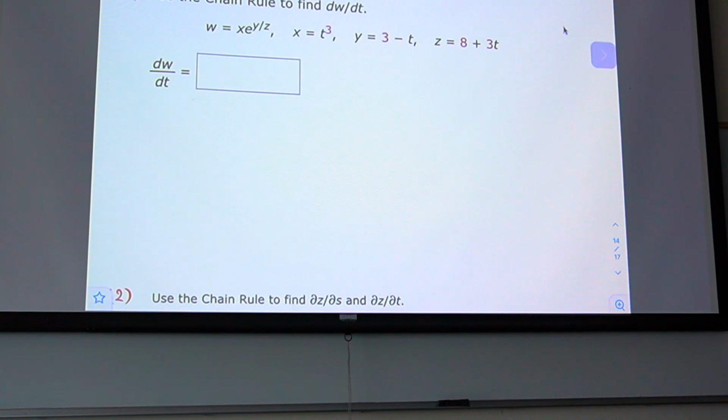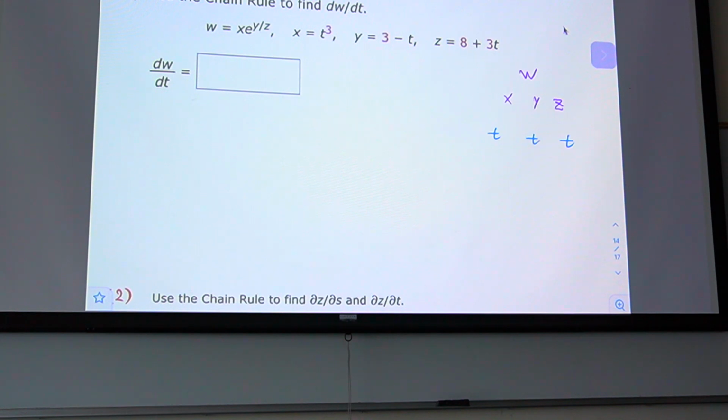We have w over here, which is a function of how many variables? Three variables, x, y, and z. So you can try to think about the tree diagram, right? You have w, and then you have x, y, and z. These are the three independent variables. And then x, y, and z are functions of t. So you can think about this in terms of the tree.